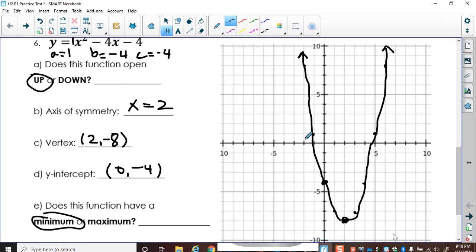Remember, if you have the vertex is (2, -8), I go over 2 and down to -8, and then to get my next point, I go up 1 over 1. Then I go up 3 over 1, and then I go up 5 and over 1, and then I go up 7 and then over 1.